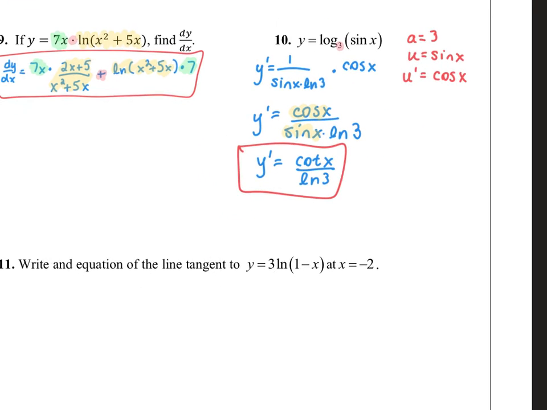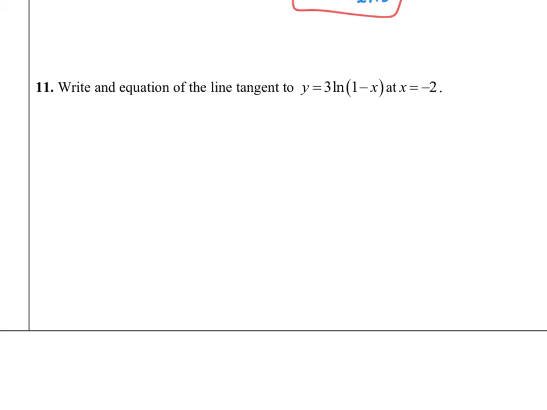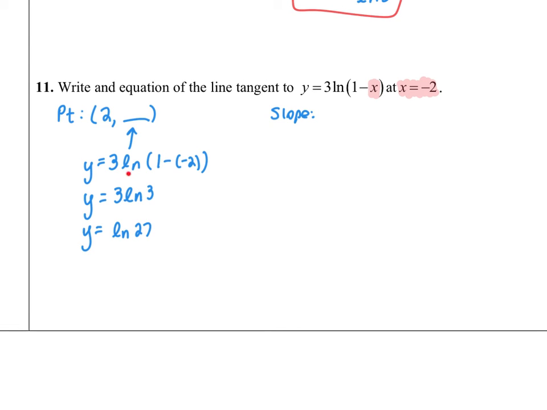Our last question is another equation of a tangent line. So again, a point and a slope is what I'm after initially. The x-coordinate for my point is -2, and to find my y-coordinate, I just plug a -2 into my y equals equation. And that gives me 3 natural log of 3. And then I can take that 3 out in front. It becomes the exponent of the natural log of 3, and that becomes a 27. So my y-coordinate is natural log of 27.